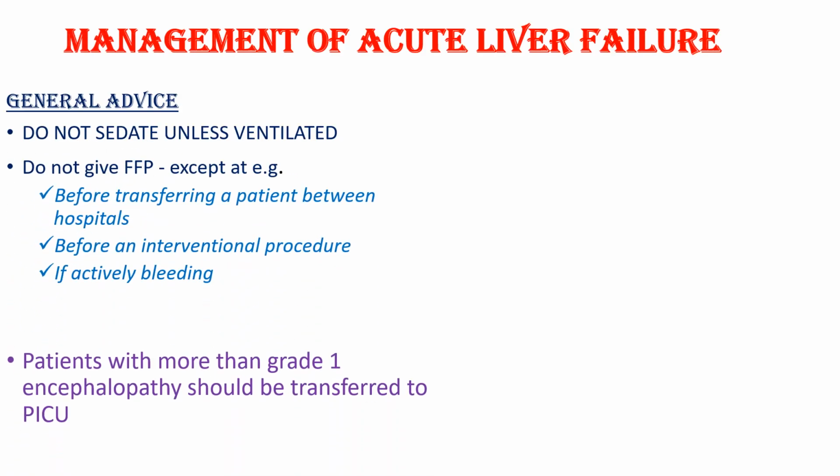When it comes to general advice when caring for a patient with acute liver failure, do not sedate unless ventilated, and do not give FFP except before transferring a patient between hospitals, before interventional procedures, or if there is active bleeding. Otherwise, there is no need to give FFP. A patient with more than grade 1 encephalopathy should be transferred to the pediatric intensive care unit.